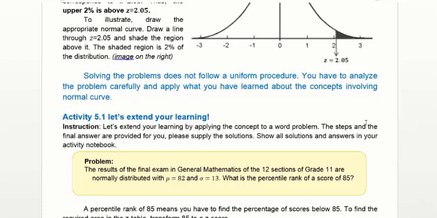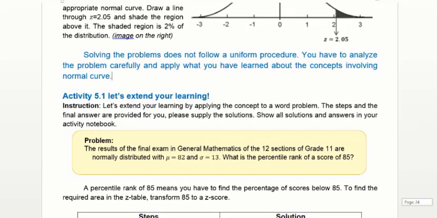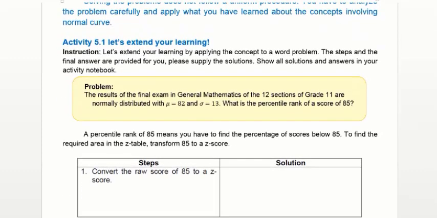Activity 5.1. Okay, so the problem is, the results of the final exam in general mathematics of the 12 sections of grade 11 are normally distributed with the mean 82, standard deviation 13. What is the percentile rank of a score of 85? Okay. So, meron siyang steps, no? Gawin nyo lang yung steps. So, ang una is convert the raw score of 85 to a z-score.